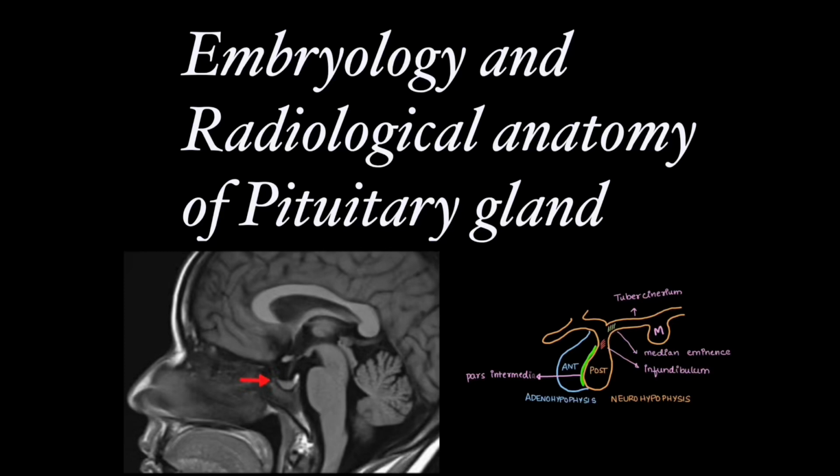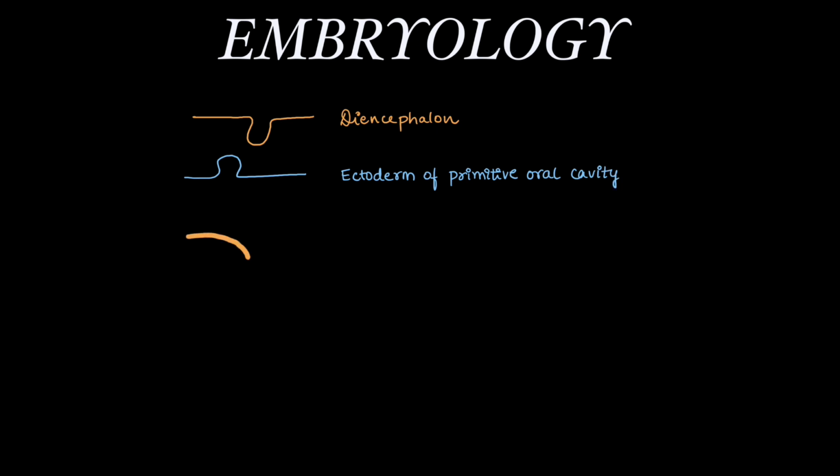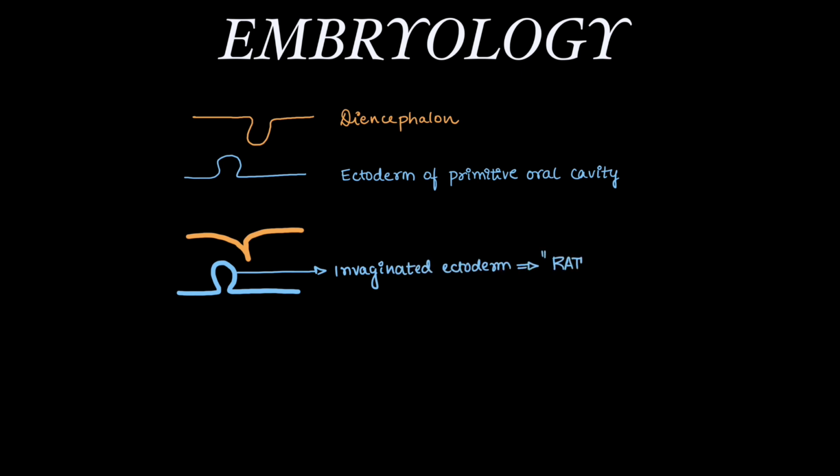Let's learn the embryology and radiological anatomy of the pituitary gland. Coming to the embryology, an outpouching is formed from above from the diencephalon or the primitive hypothalamus. Another outpouching is formed from below from the ectoderm of primitive oral cavity. The invagination of ectoderm of primitive oral cavity is also called as Rathke's cleft.